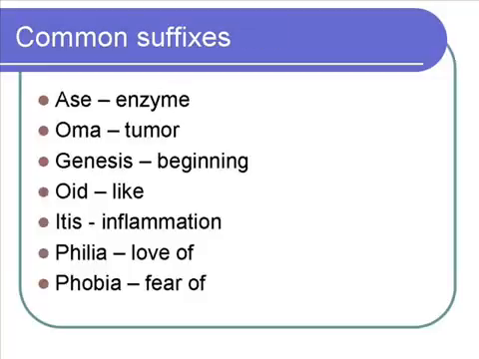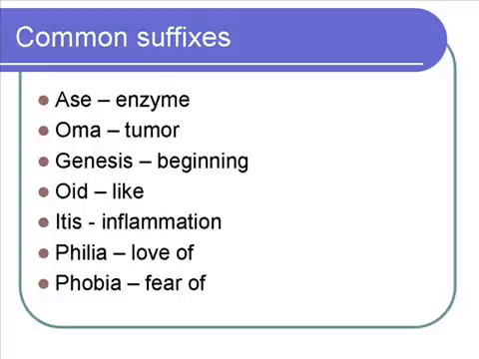Alright, finally we're going to be covering suffixes. Of course, suffixes are things that come or occur at the end of a word, right? And the first one is ace, which means enzyme. We'll be covering a variety of enzymes, and we'll really go into detail with them later. But an example would be amylase. Right, that's just a type of enzyme. Oma, meaning tumor. Right, so a melanoma is a tumor on the skin, type of skin cancer.